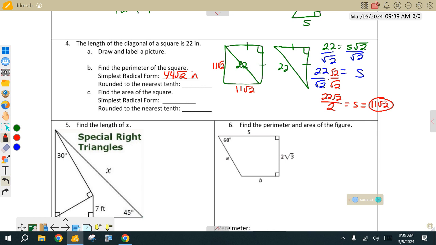Now, simplest radical form. Very beginning of the year, I asked you what's the area of a square. A lot of you told me length times width, base times height. I said, that's okay. How do I want you to think about that? Side squared. Right. Thank you. So, what is 11 root 2 squared, and we're using those parentheses all over again. 11 root 2 squared is a nice whole number, which is?